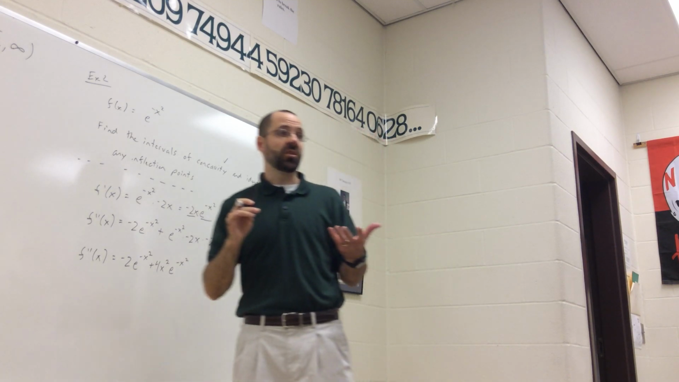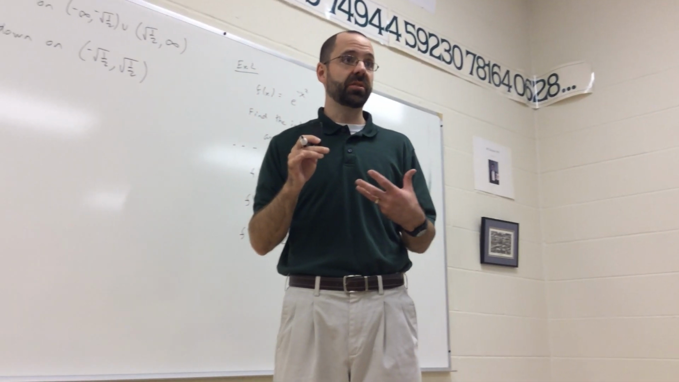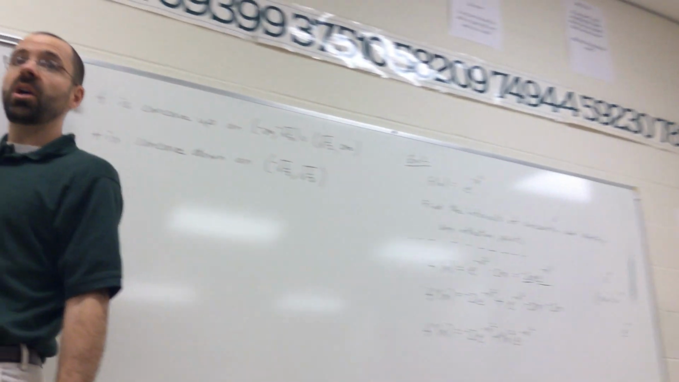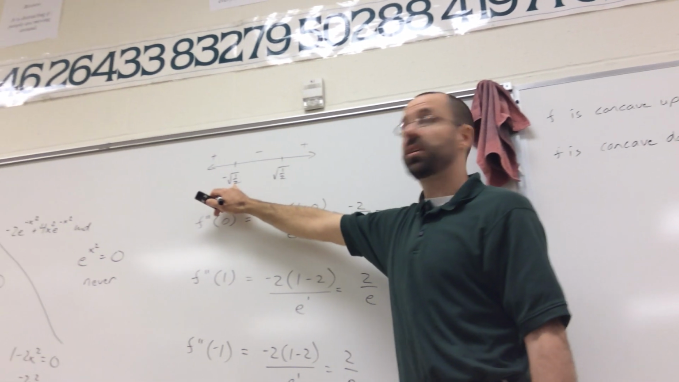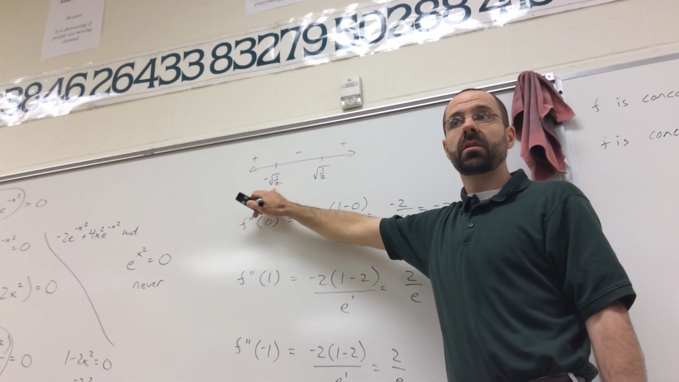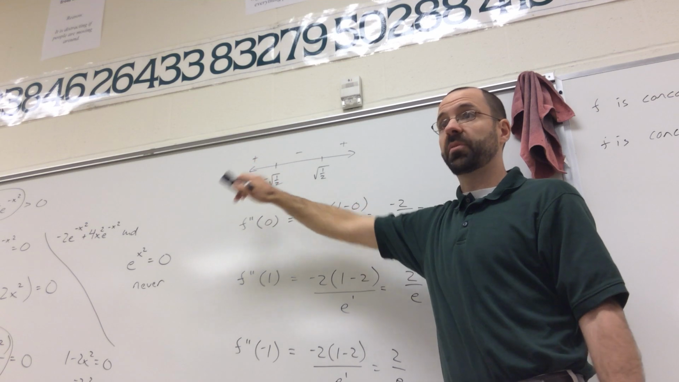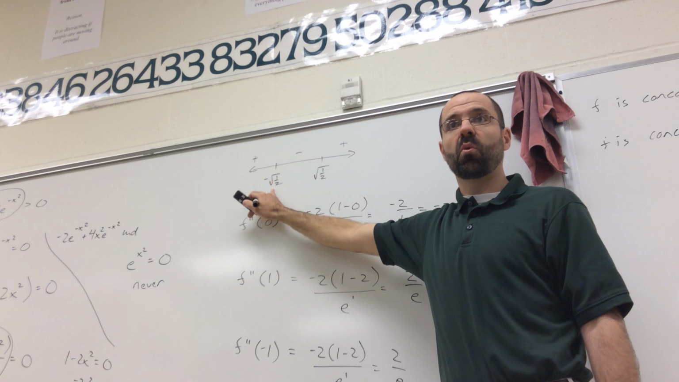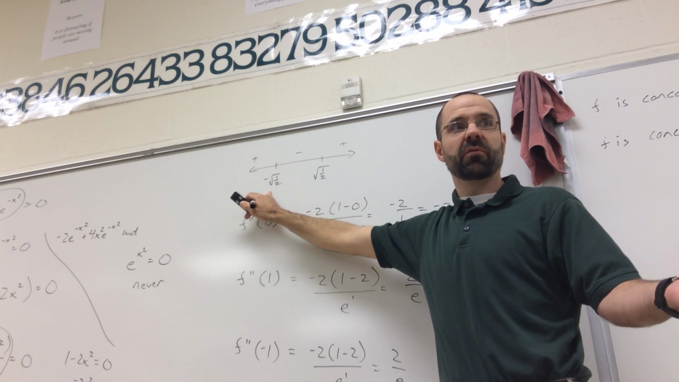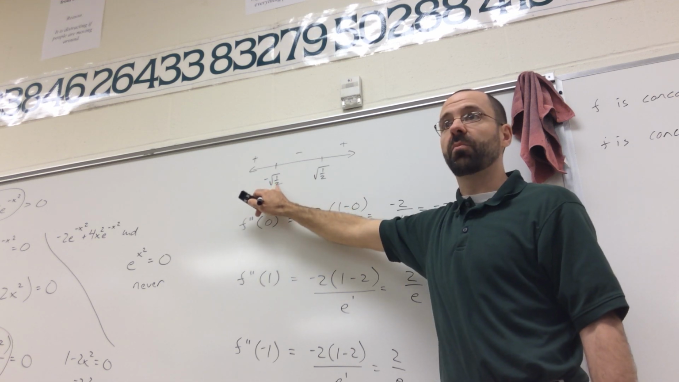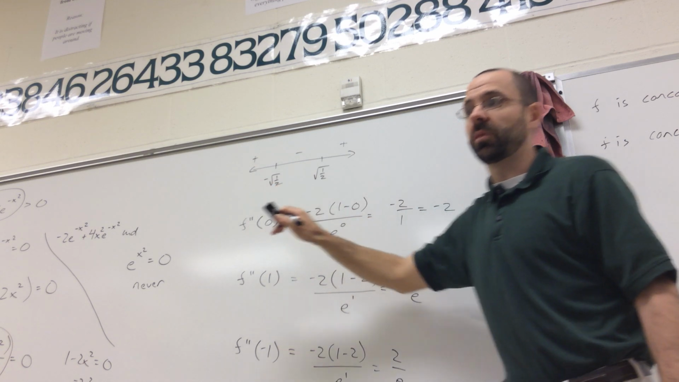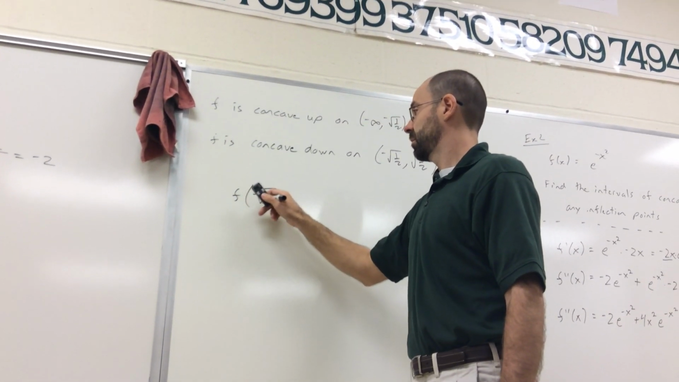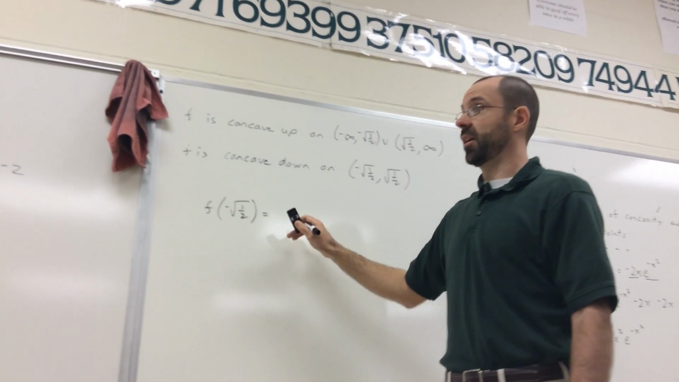So inflection points are places where the concavity switches. So based on this chart here, we have a strong suspicion that this is an inflection point because the concavity switches from up to down there. But it can't be an inflection point unless there's a point there. So now to confirm our suspicions, we need to see if this actually outputs a value. So we're going to plug that into f, to see if we actually get a value.